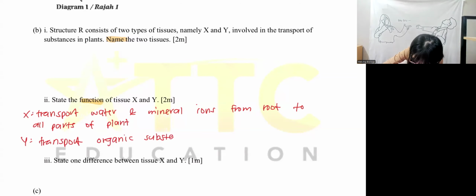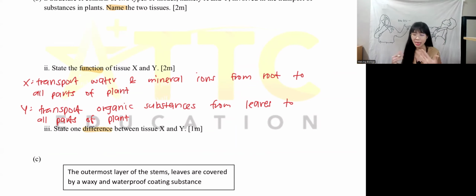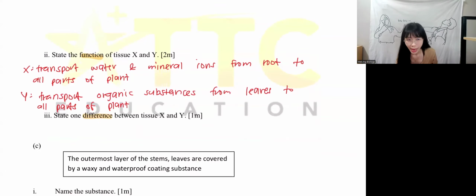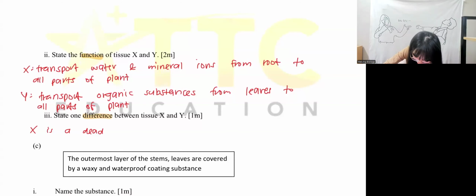Because in the previous question, we already talked about the function. When they say difference, it can be any difference. It can be a functional difference. The easiest one is a living cell and a dead cell. Which one is a dead cell, X or Y? X is a dead cell, correct? X is a dead cell, whereas Y is a living cell.